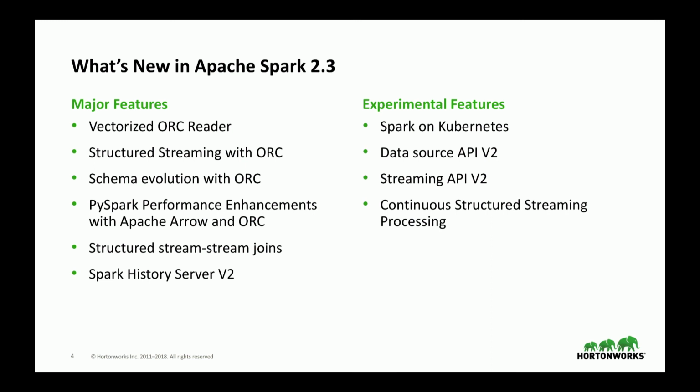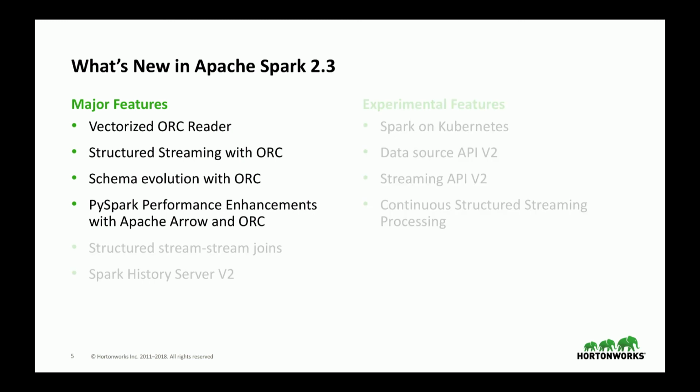So maybe you are familiar with this kind of slide. What's new in Apache Spark 2.3? Spark 2.3 is the fourth feature release in the Apache Spark 2.x line. There are a lot of features; this is a very short list. And actually, this morning there is another session about PySpark and other stuff, so I'll skip the other things. We will focus on the ORC part only.